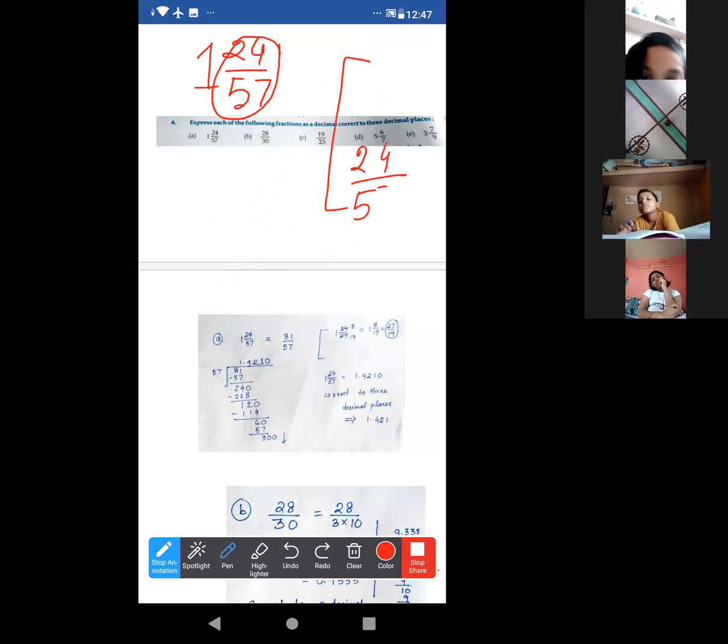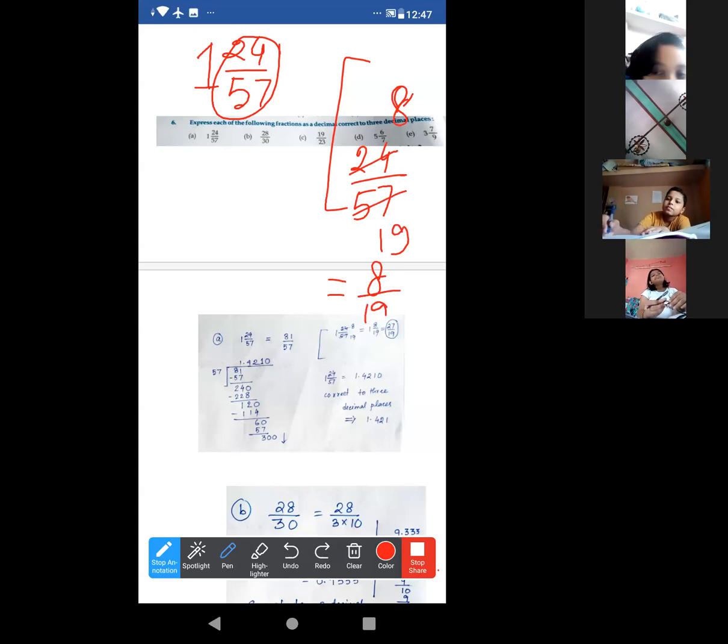Both are divisible by 3. So we can cut it by 3. 3 8s are 24, 3 19s are 57. So it will be 8 by 19. Yes or no? Now it is clear to all of you. So basically this will be equal to 1 whole 8 by 19.